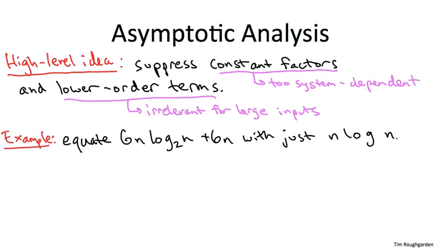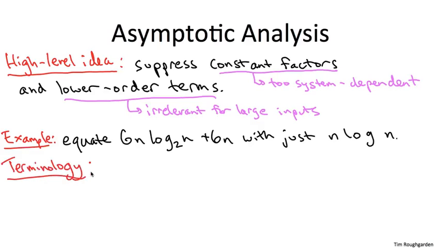Here's an example. Remember when we analyzed the merge sort algorithm, we gave an upper bound on its running time that was 6 times n log n plus 6n, where n was the input length, the number of numbers in the input array. So the lower order term here is the 6n. That's growing more slowly than n log n, so we just drop that. And then the leading constant factor is the 6, so we suppress that as well. After those two suppressions, we're left with a much simpler expression, n log n.